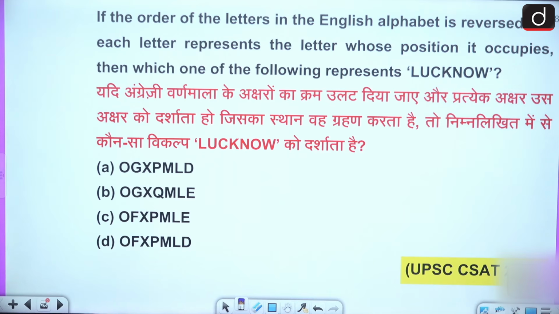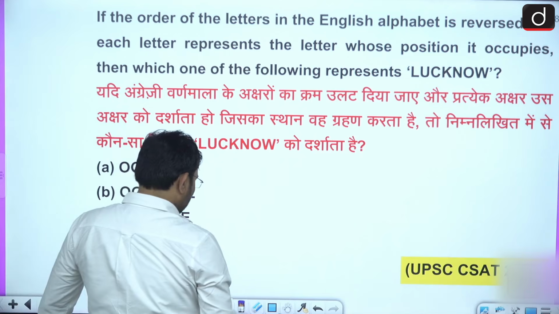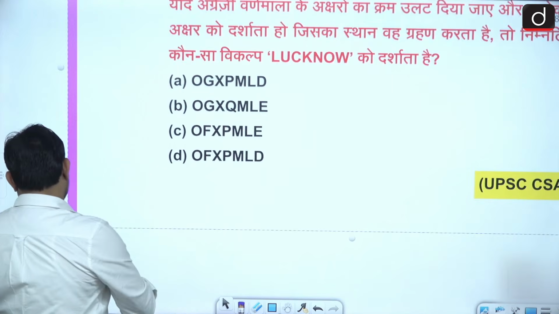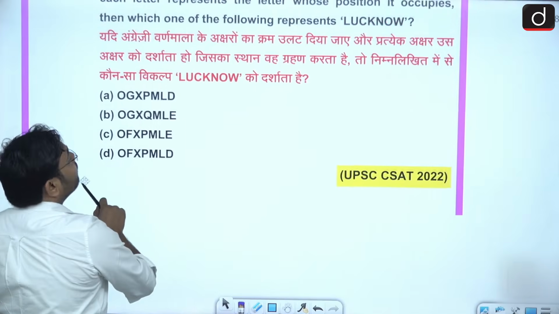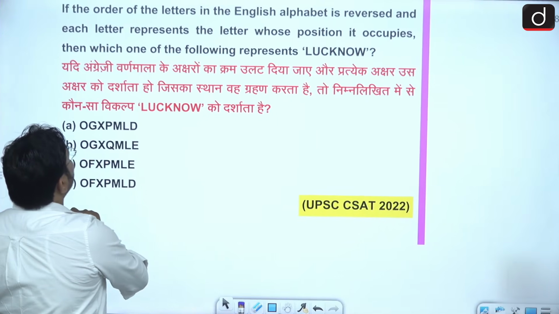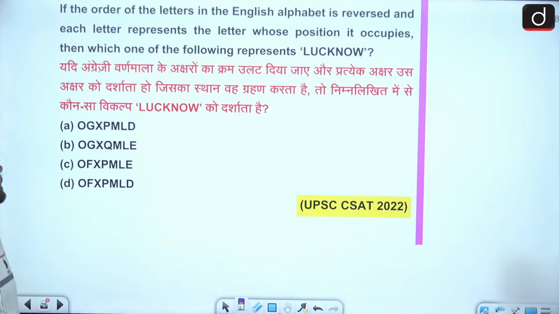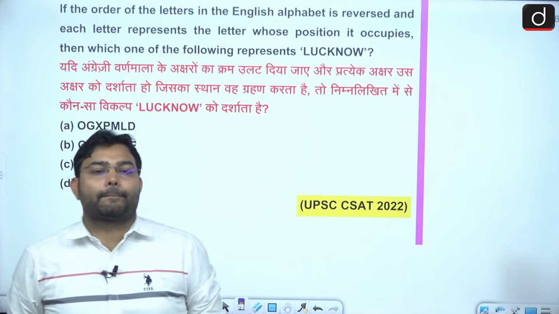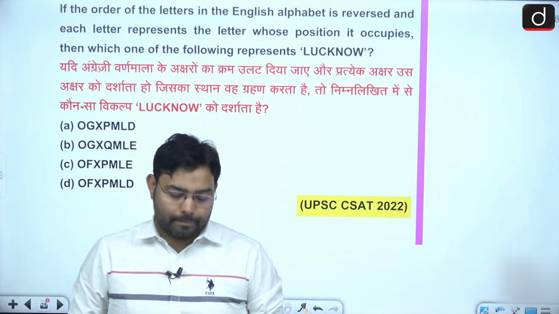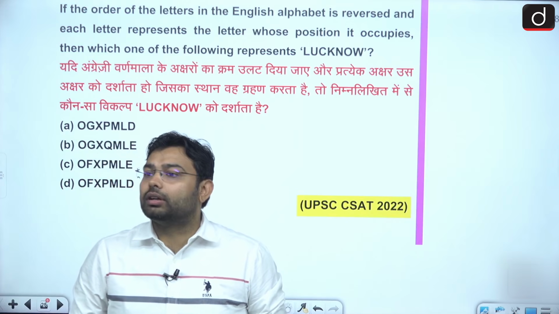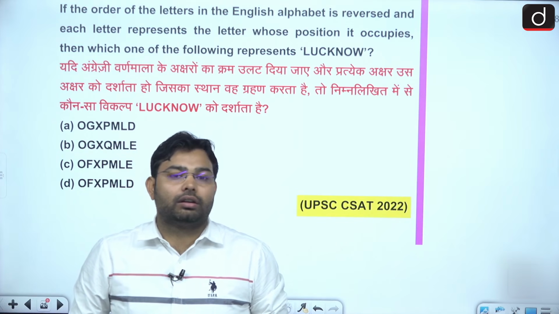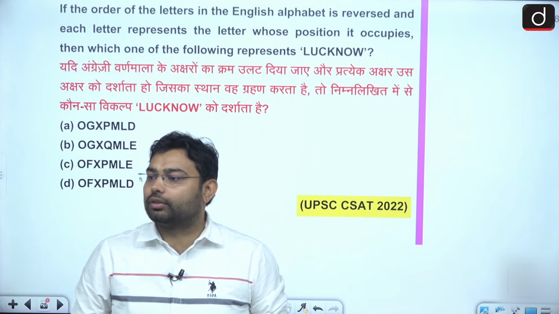This is from 2022. But you need to know the reverse letters of the English alphabet. If the order of the letters in the English alphabet is reversed and each letter represents the letter whose position it occupies, then which of the following represents Lucknow? How many of you remember the reverse letters? 1, 2, 3, 4.